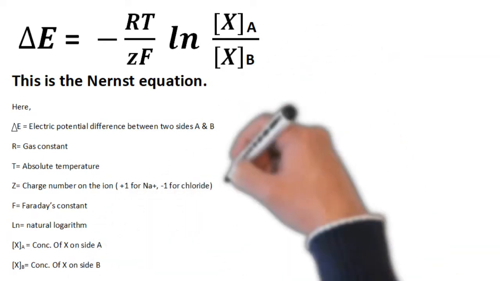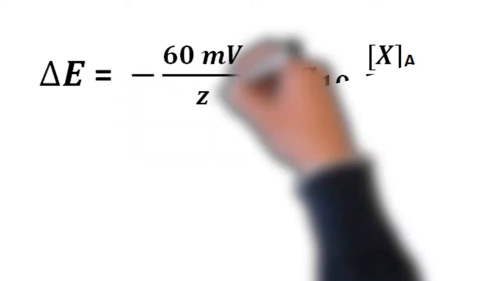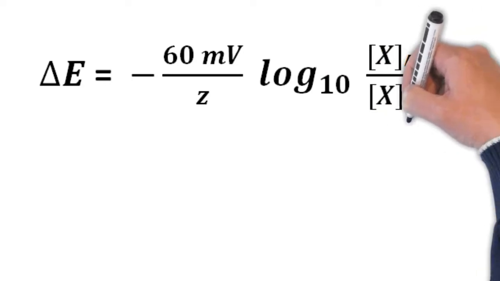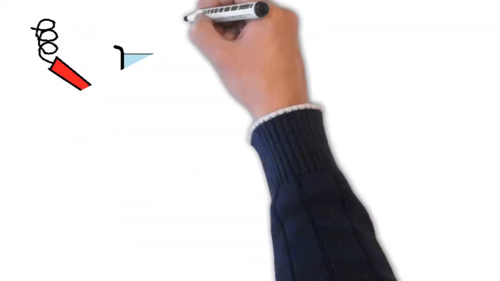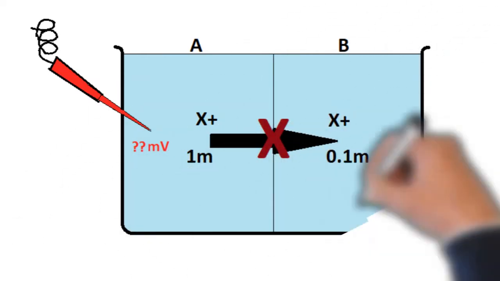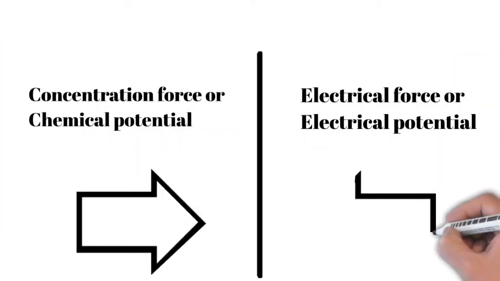The absolute temperature, gas constant, Faraday's constant and natural logarithm can all be calculated, and then the equation in its simpler form would be as follows. Here, we need only the concentration of the ion on either side of the membrane to arrive at the final value of electrical potential. Using this, we can compute the electrical potential difference between two sides of a semipermeable membrane that is equal and opposite to the concentration force that tends to move the ion from side A to side B.